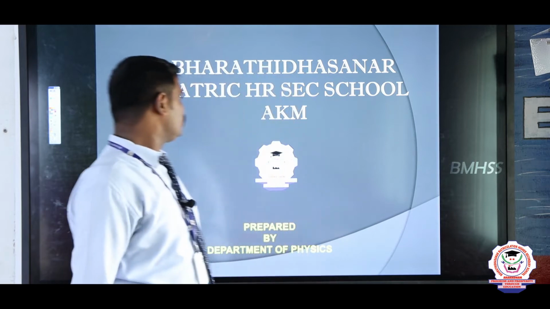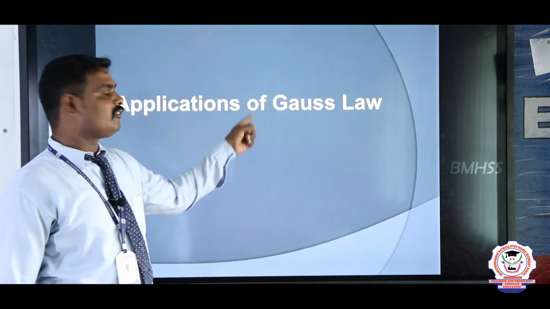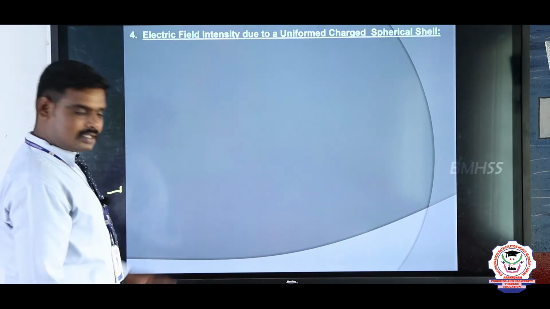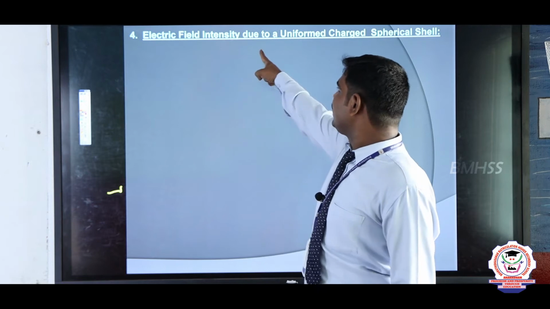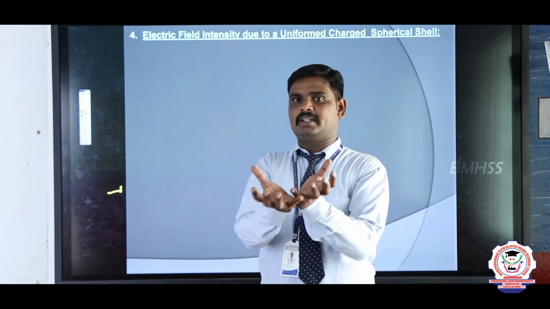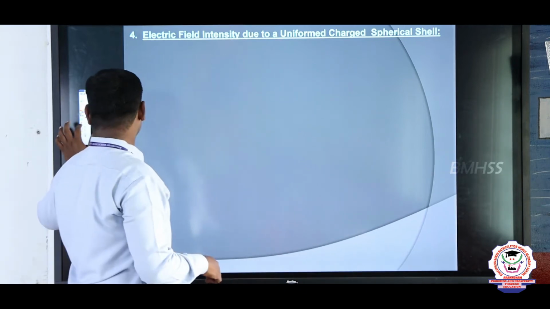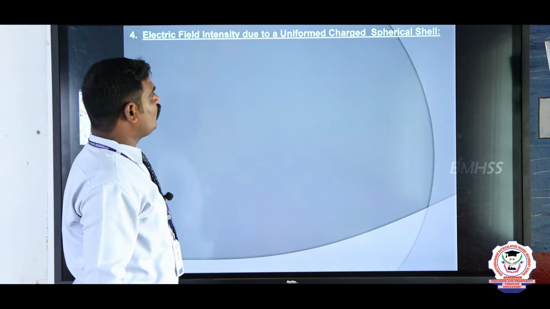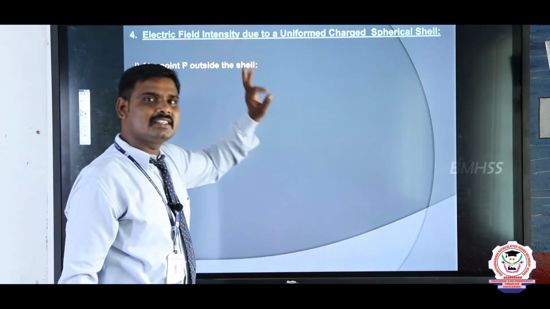Today I am going to introduce a new topic, applications of Gauss law. The last application, the fourth application, is the electric field intensity due to a uniformly charged sphere or spherical shell. See, this is one at a point P outside the shell. We have to take three points.